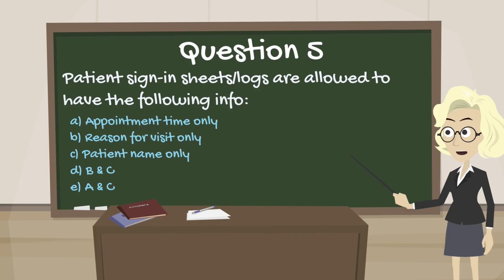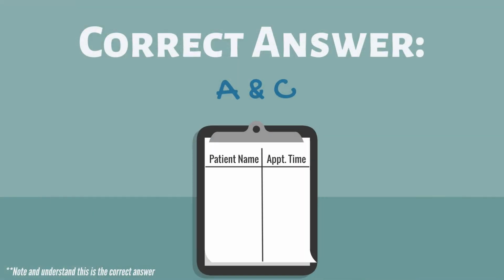Patient sign-in sheets or logs are allowed to have the following information: A. Appointment time only, B. Reason for visit, C. Patient name only, D. Options B and C, or E. Options A and C. The correct answer is A and C, appointment time and patient name.